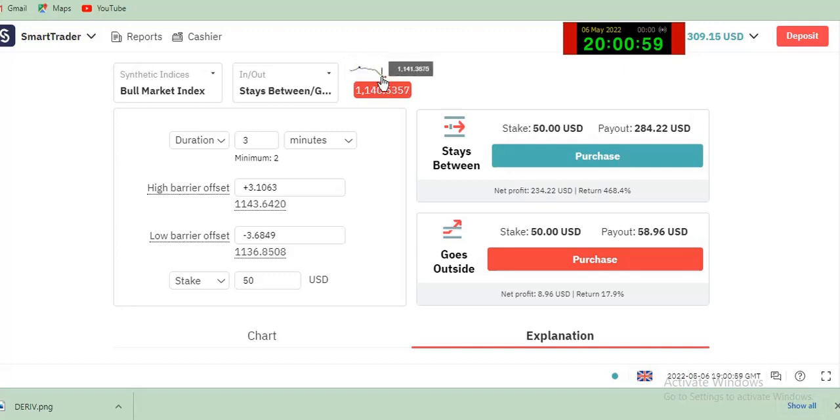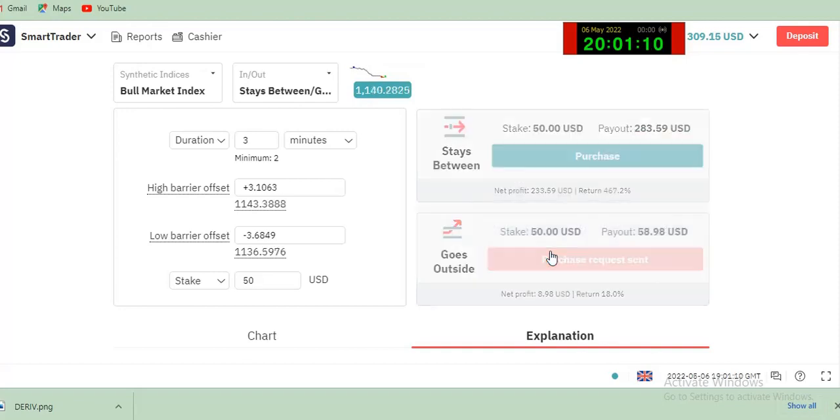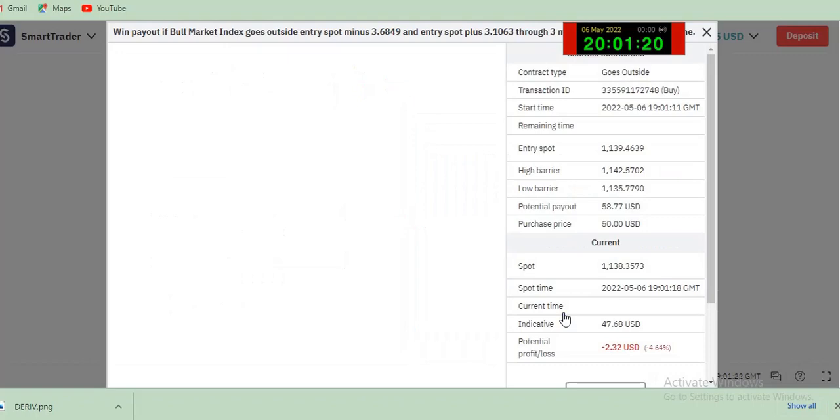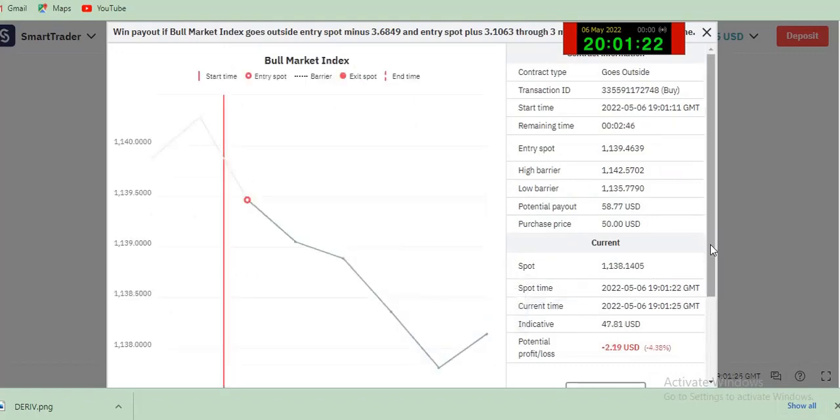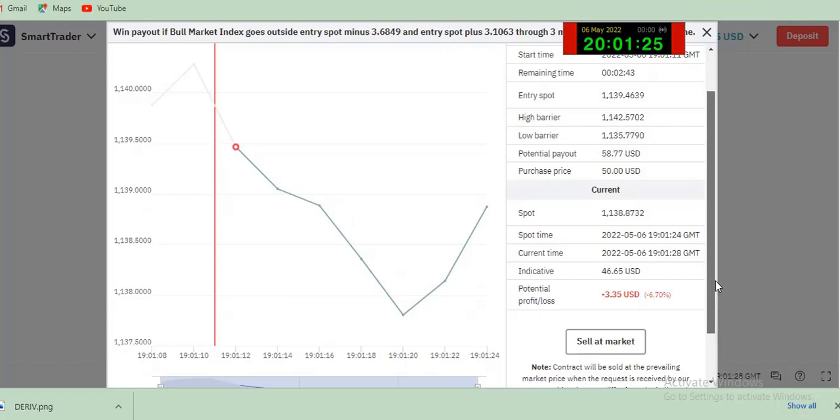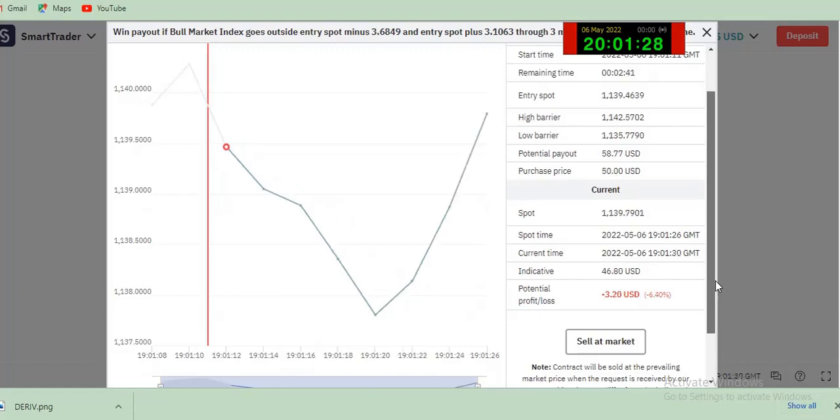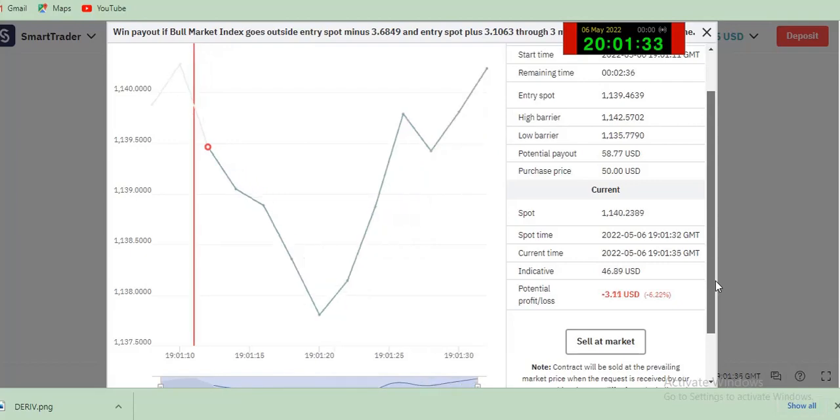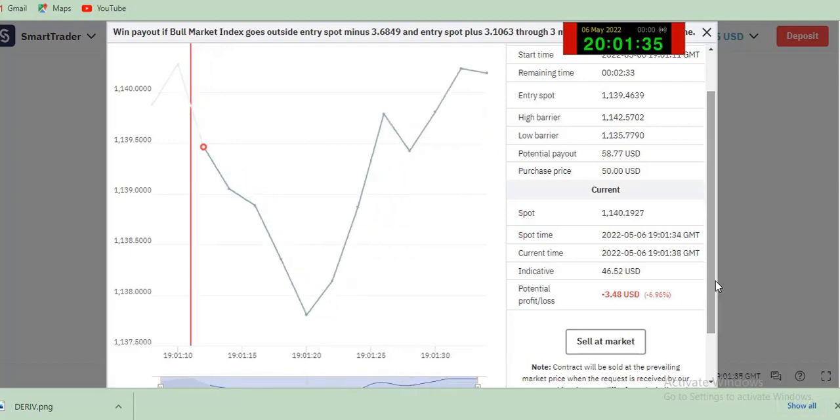Once you are taking our trade, once this worm pushes to the downside, pointing downwards. So as you can see, let's take a buy here, let's go to goes outside. Okay, I just took a trade now because this worm here is facing downwards. So that's why I took this trade here. Let me view it and let's see the outcome of this trade first of all. Then I'll go and explain to us why I actually took this trade.